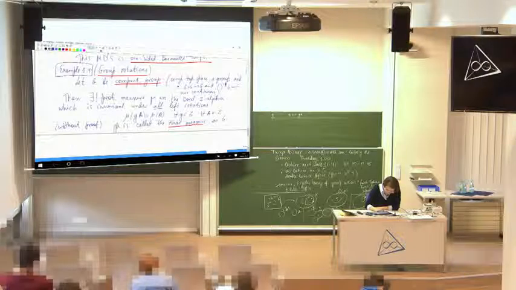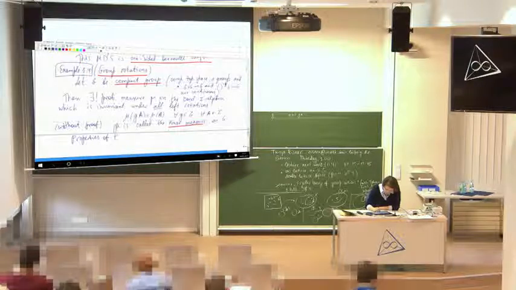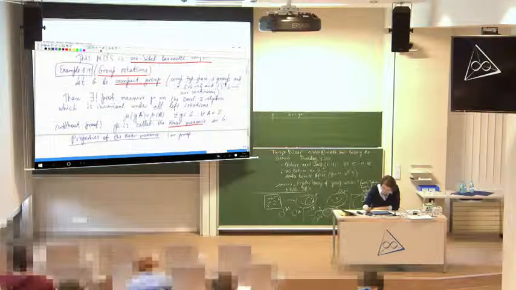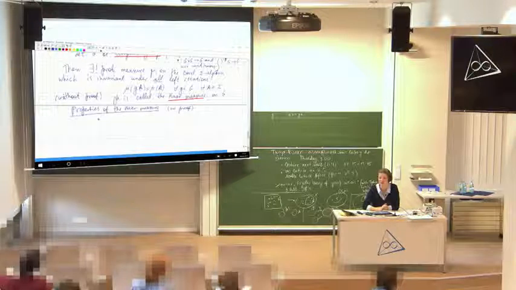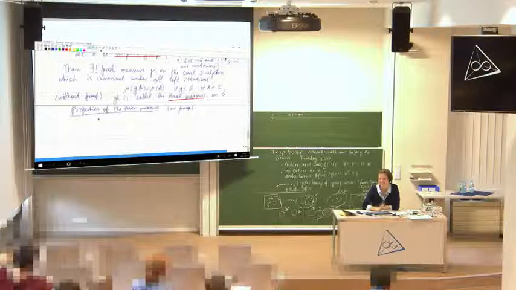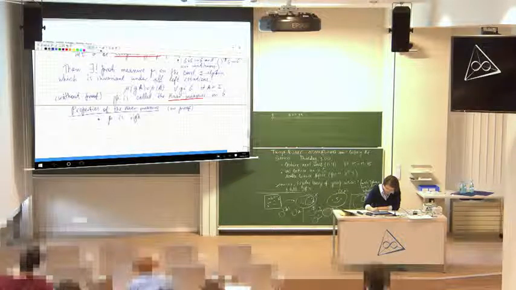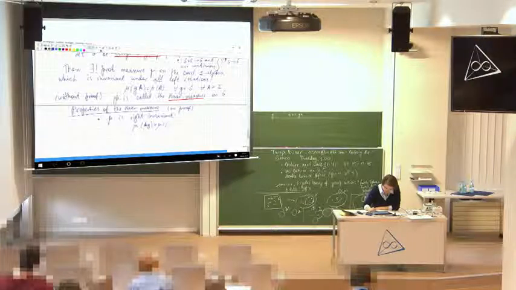So, here are some properties of the Haar measure, again without proof. Just for your information, this measure has very nice properties. For example, it is also automatically right invariant. It is defined as a left invariant measure, but it is also automatically right invariant. It means mu of AG is the same as mu of A for every G and A.